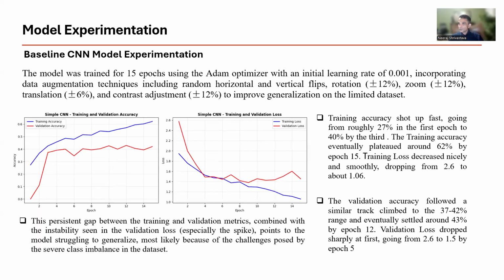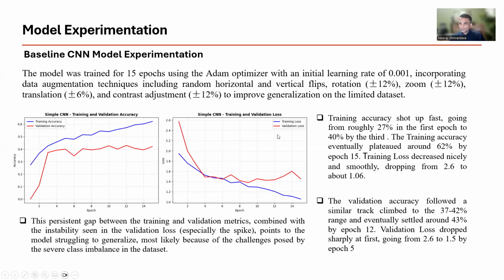Now, when it comes to the experimentation phase, I started with a baseline CNN model. The model was trained for 15 epochs, as is evident from these training plots here, using the Adam optimizer with the initial learning rate of 0.001, also applying the pre-processing techniques that I mentioned before.